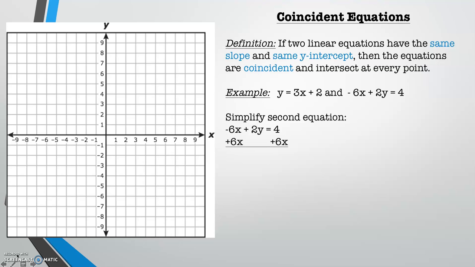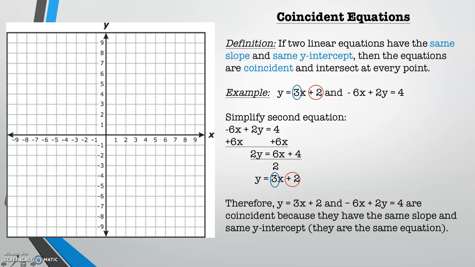So we add 6x to both sides to get 2y equals 6x plus 4, and then divide the entire equation by 2 in order to get y equals 3x plus 2. As you can see, these equations have the same slope and the same y-intercept, therefore these equations are coincident.